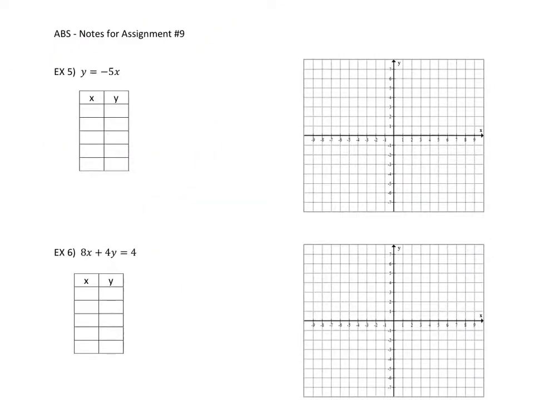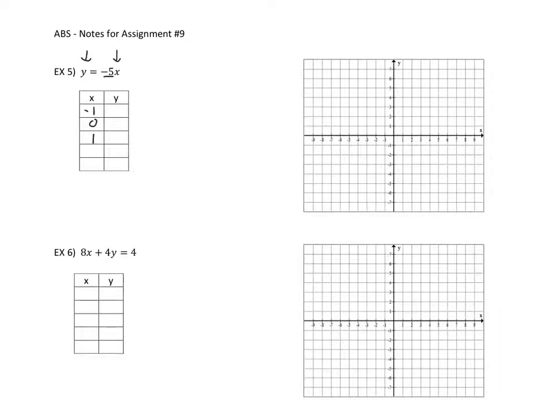All right, example 5, pretty straightforward. We can see already that the y is solved for. There's nothing to simplify on the other side from y. There's no fraction being multiplied to x, so we can just pick the normal -1, 0, 1. We can substitute those numbers in for x.